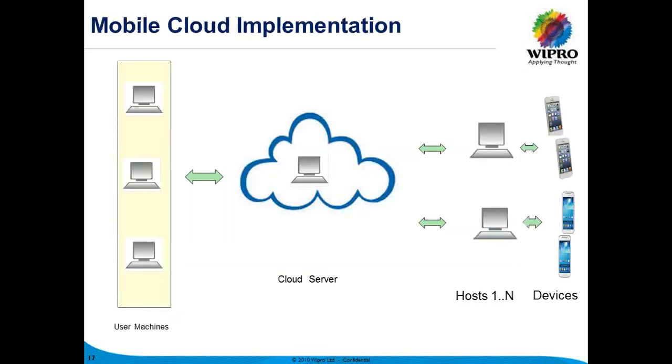Very important slide. We have implemented some of the projects, the real-time projects, and the mobile cloud implementations. Now, if you look at this diagram, the architecture, we use the user machines. The user machines, we have installed the licenses. So all these user machines are connected to the license server. And these user machines are connected to the cloud server.